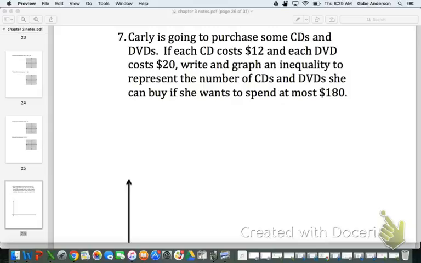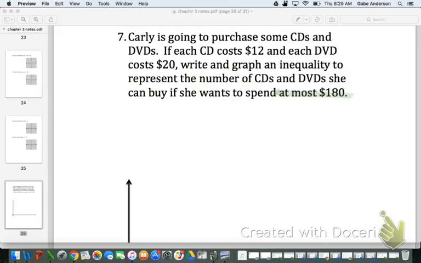This says, Carly is going to purchase some CDs and DVDs. If each CD costs $12 and each DVD costs $20, write and graph an inequality to represent the number of CDs and DVDs she can buy if she wants to spend, keywords there, at most $180. That indicates an inequality, right? At most. You could spend less than that, but not more than that.